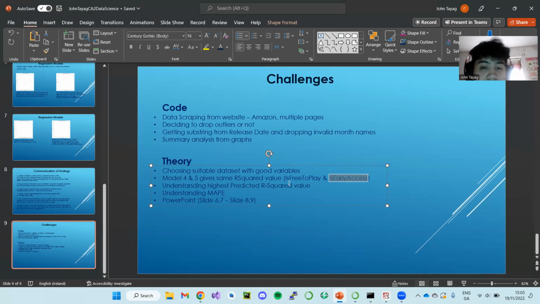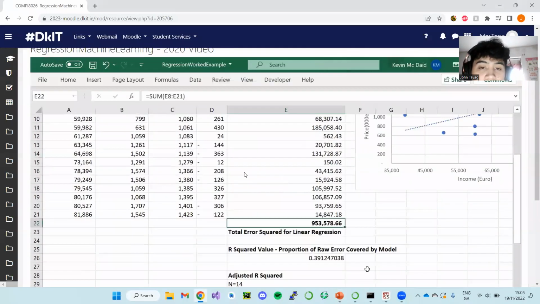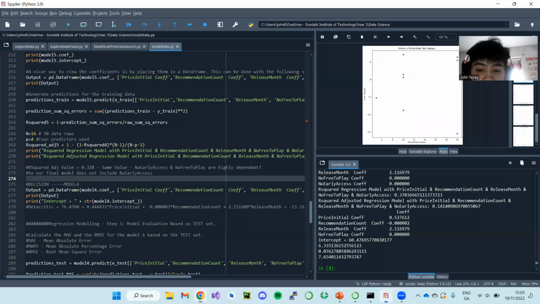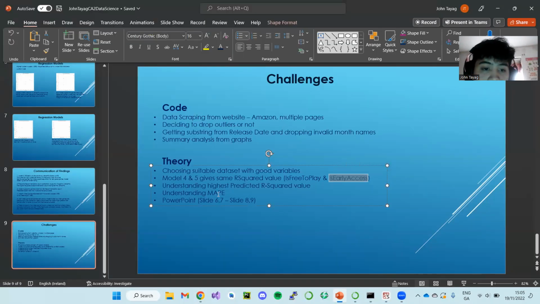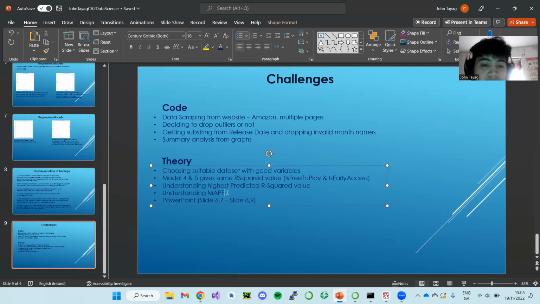Understanding the highest predicted R-squared value was a bit difficult, but I went through this video, and around the 17-minute mark, it explained it quite well. And also the MAPE, I also went through the video and it explained it well enough for me to understand.